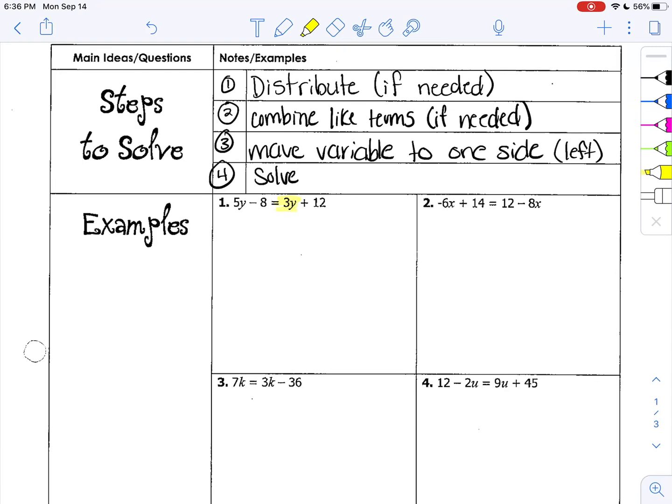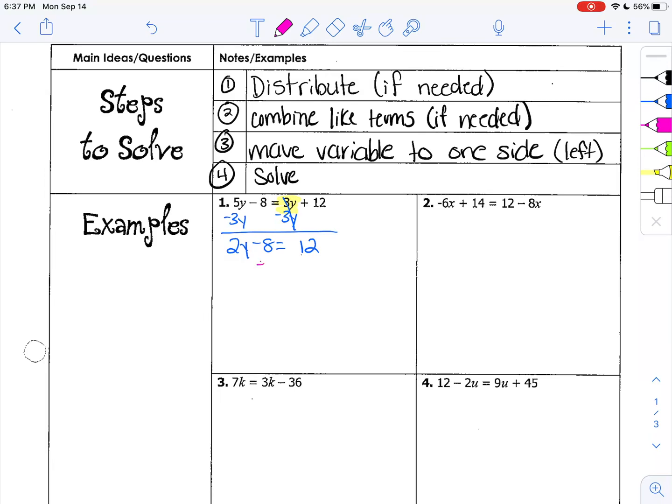We want to move our variable term of 3y to the left side. In order to move this whole term, we're going to do the opposite. The opposite of 3y is minus 3y. And we're going to line that minus 3y up with our 5y, since those are like terms. 5y minus 3y is 2y, minus 8 equals 3 minus 3 is 0, so that cancels out 12. And like I said before, after we complete steps 1, 2, and 3, we are left with a two-step equation that we can solve by doing the opposite.